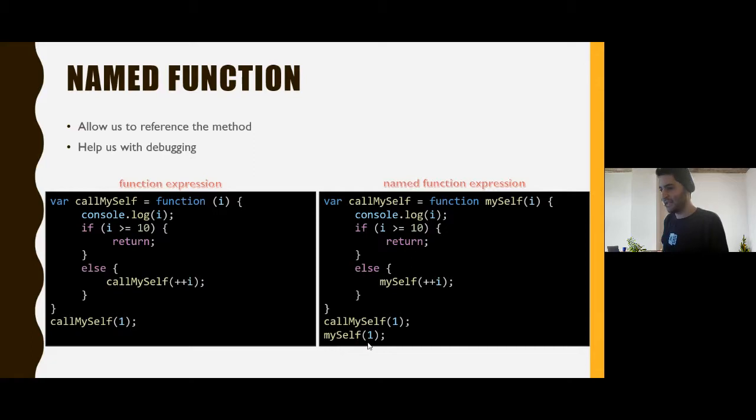And if you look at the last line of the example on the right, this is illegal, right? Because the name myself only exists inside the function. It's a function scoped name, and I can't call the function with this name. But if I would debug it, I would see that the name of the function is myself, and it really helps us. It's really common practice to use named function expressions, so you would always know how to read your call stacks.